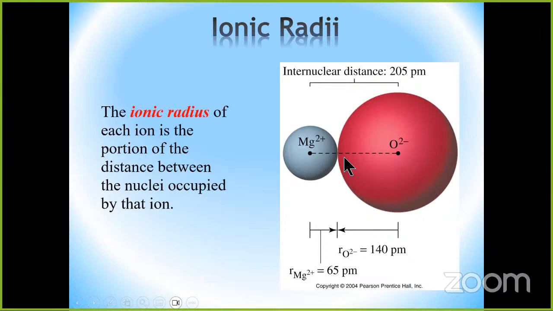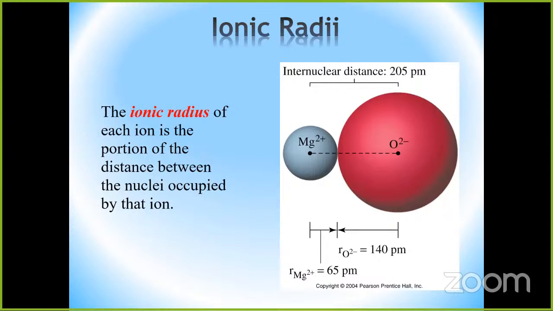And it turns out that in the case of this particular situation, the magnesium ion has a size or radius of 65 picometers, and that of the oxide ion is 140 picometers, right? So those are the radii for magnesium and the oxide ion. And the internuclear distance would be the sum of these two, which turns out to be 205 picometers, all right?